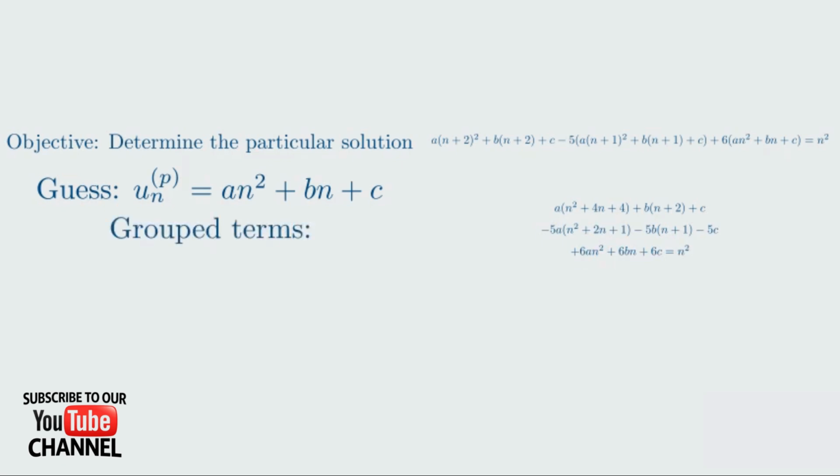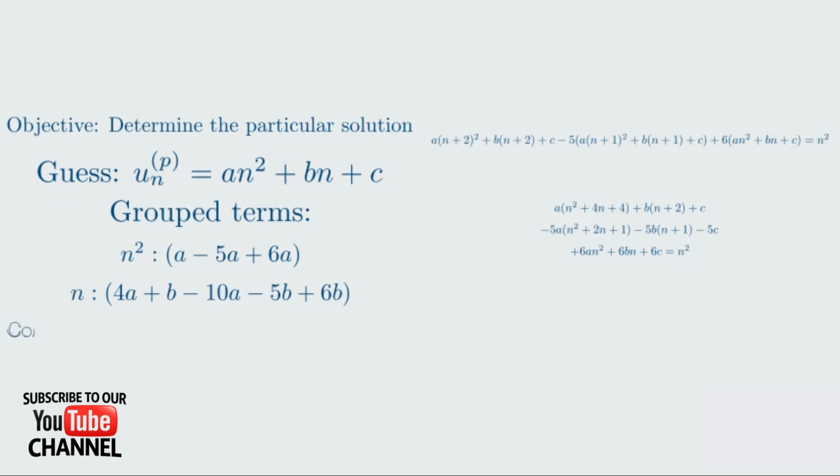Take a moment to look at the grouping. We will group the terms by the power of n, the n squared terms, the n terms, and the constant terms. For n squared, we have a minus 5a and 6a. For n, we have 4a minus 10a, minus 5b and 6b. And for the constants, we have 4a, 2b, c, minus 5a, minus 5b, minus 5c, and 6c.